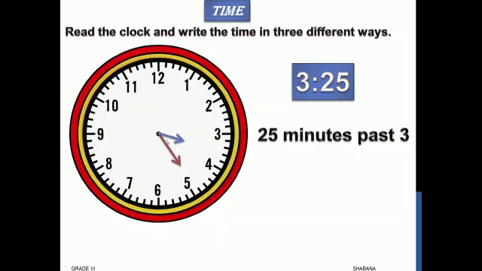Or to reach 4, it has 35 minutes. So 35 minutes to 4. So we can write the time in 3 different ways.